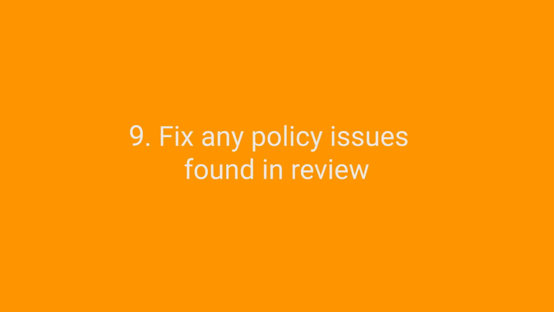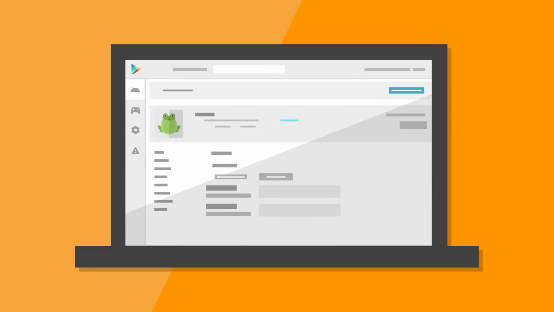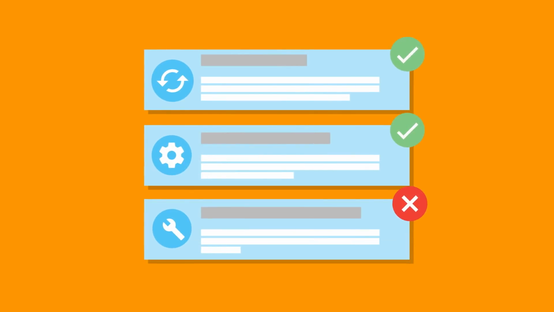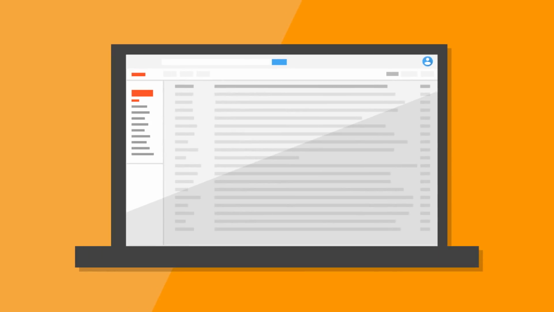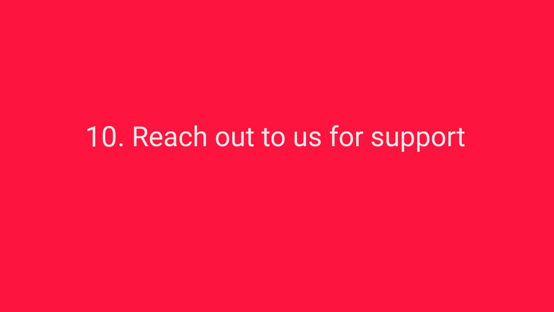Fix any policy issues found in review. Even though you've checked your app against our policies, it's always possible that your app gets rejected or suspended after review. If your app or app update gets rejected, keep in mind that many violations can be fixed. Just follow the steps in the notification from Google Play email you received to address the issue and submit your app again.